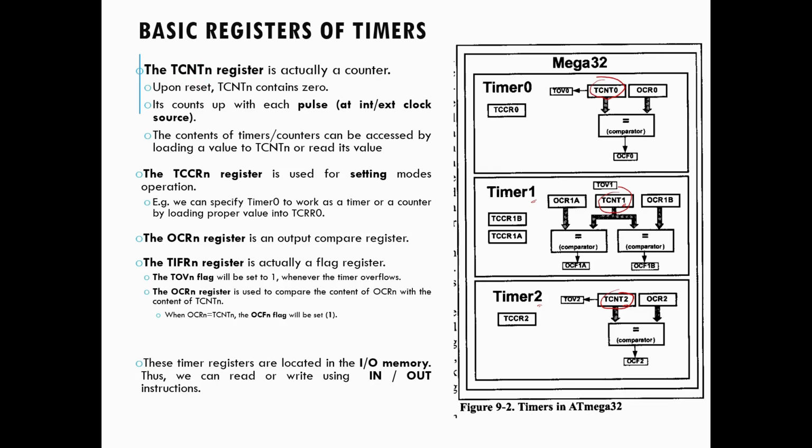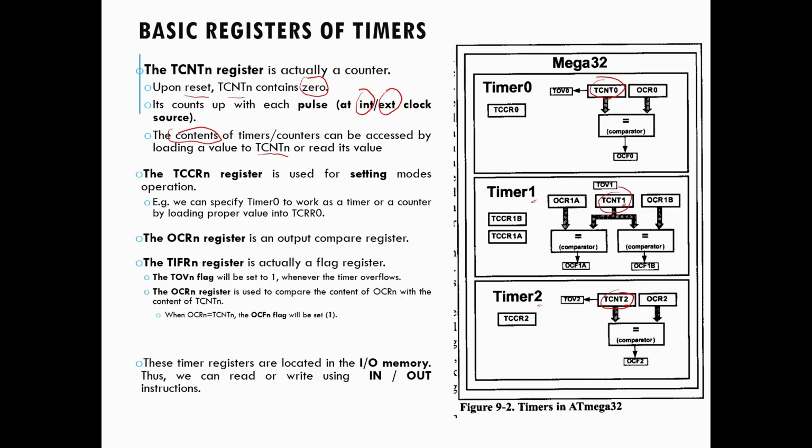Upon reset, the TCNT is 0. However, with every pulse, either an internal pulse or an external pulse, the count will increase. Therefore, the content can be accessed by loading a value to TCNT or by reading it. It depends on what your purpose is.